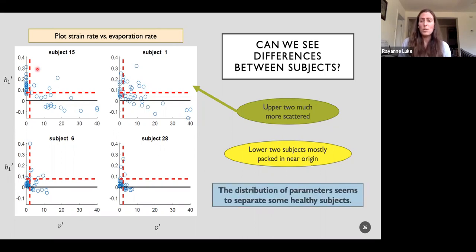So the distribution of parameters seems to separate even some healthy subjects. And in particular, we noticed that we observe some of the same characteristics like fast breakup that we might expect from dry eye patients. So this is something that we're going to have to be careful about if we then apply this to dry eye data.